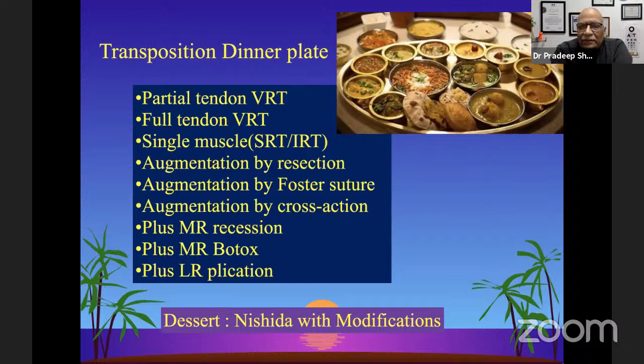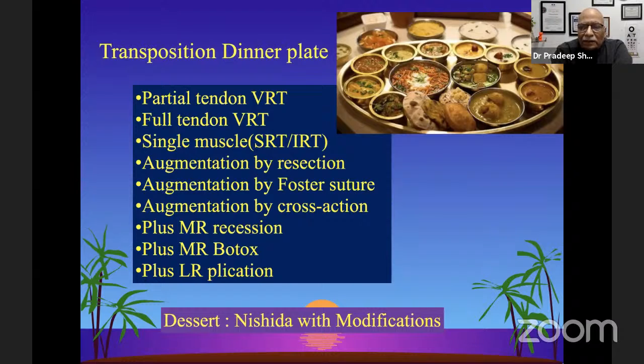There is a full tendon vertical rectus transposition. We also have now the Hunter's group from Boston describing the superior rectus transposition and the inferior rectus transposition. Mind you, these are full width. Then we have the augmentation by resection.